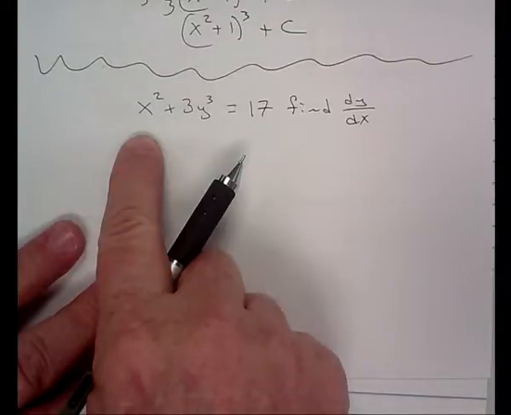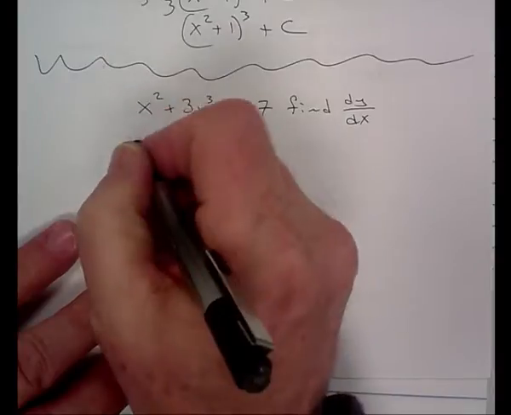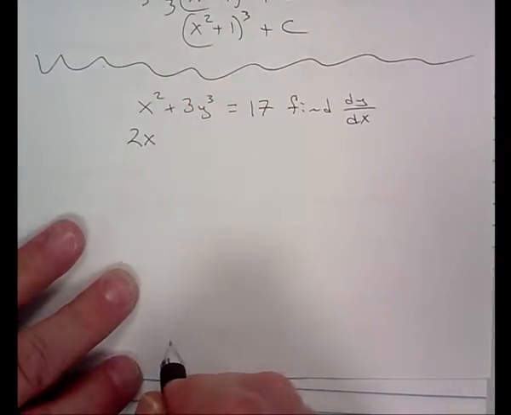Wait, what was your question? What's the derivative of x squared? 2x. Okay? We've got something, right?